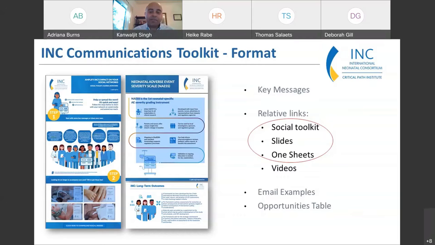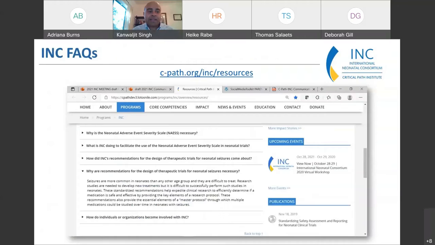This slide is also a screenshot of the INC website, which talks about some of the FAQs that Mary talked about in her talk earlier. They cover questions such as why is the neonatal adverse event severity scale necessary, and how did INC's recommendations for design of therapeutic trials for neonatal seizures come about, and so on. It'll give you much broader and more thorough information about the why behind what we have been doing over the past several years.